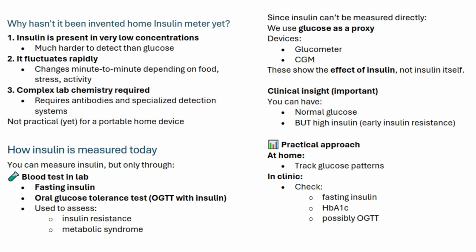Devices like glucometers and continuous glucose monitors, CGMs, reflect the effects of insulin rather than measuring it directly. Clinically, it is possible to have normal glucose levels while experiencing high insulin levels, indicating early insulin resistance. Therefore, at-home glucose tracking and clinical assessments of fasting insulin, HbA1c, and possibly OGTT are recommended for monitoring metabolic health.